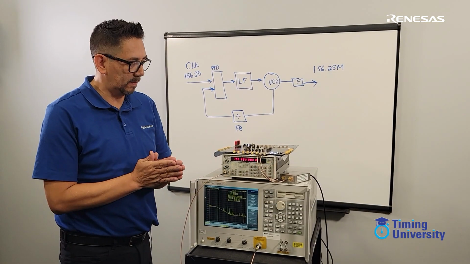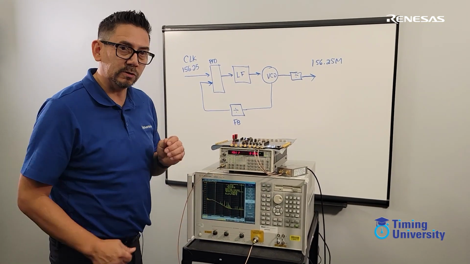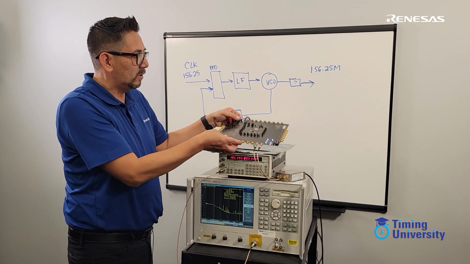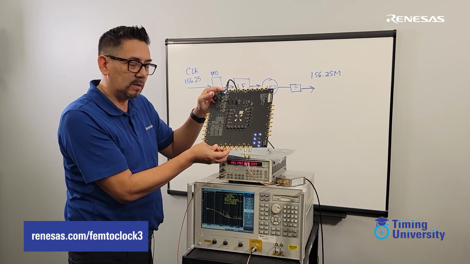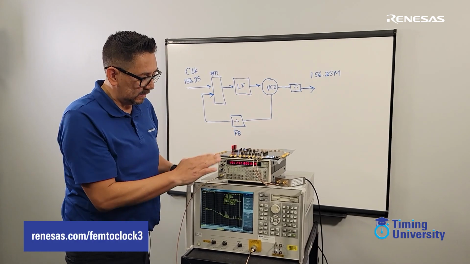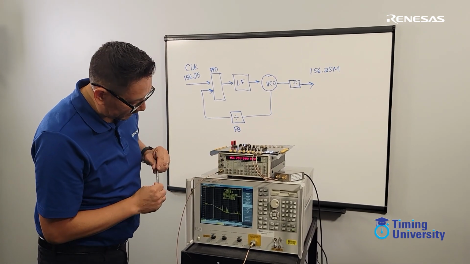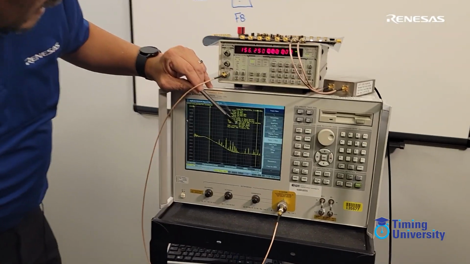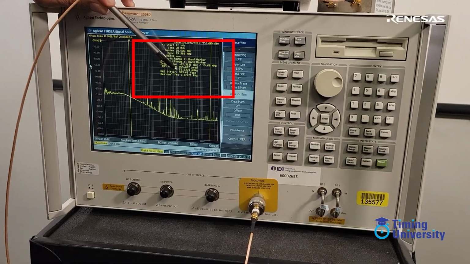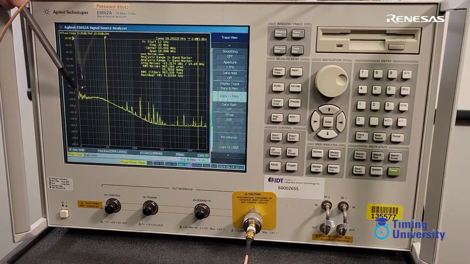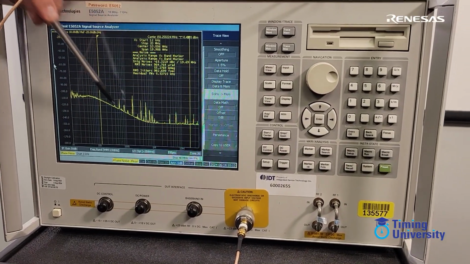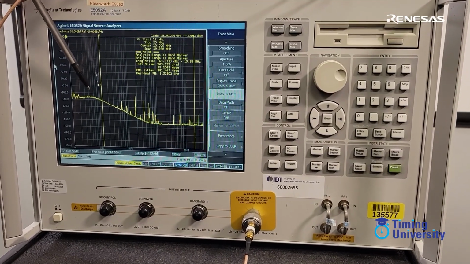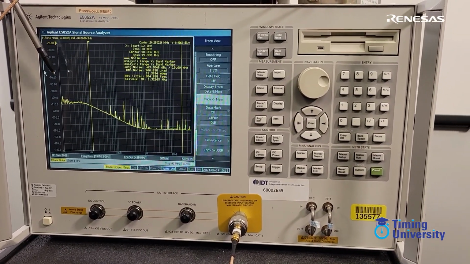Okay, so here's the setup. I've got a phase noise system which measures the quality of the clock, a generator, and also an evaluation board for our latest device, the FemtoClock 3. So I've connected this generator to the phase noise system, and if we can zoom in, we can see that the phase noise is 983 femtoseconds. And so I'm going to save this trace, and then I'm going to connect this clock to the FemtoClock eval board, and we're going to see the difference that it makes.